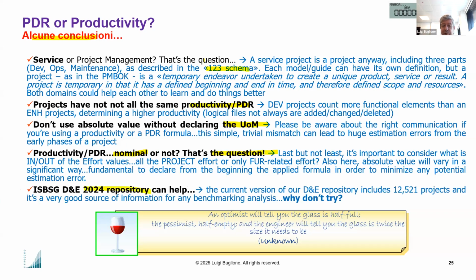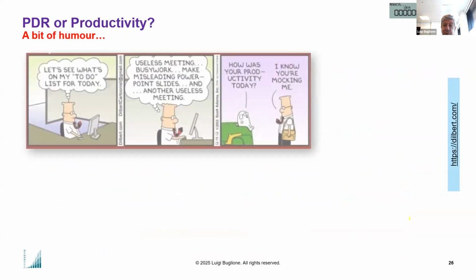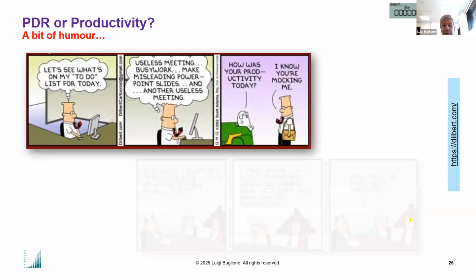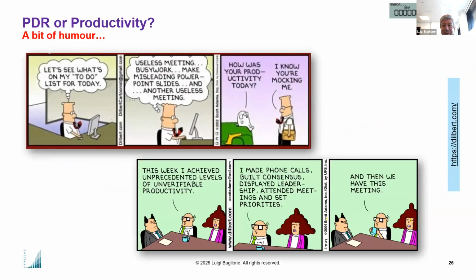Of course, the last message is, please, if you are interested in having some benchmarking values, buy your own license of the ISBSG D&E repository, the last one, that is for 2024, that includes more than 12,000 projects. It's very valuable, and it can be a good companion for your historical data in order to improve your estimation process. Of course, just a couple of simple Dilbert pictures, just for having fun.